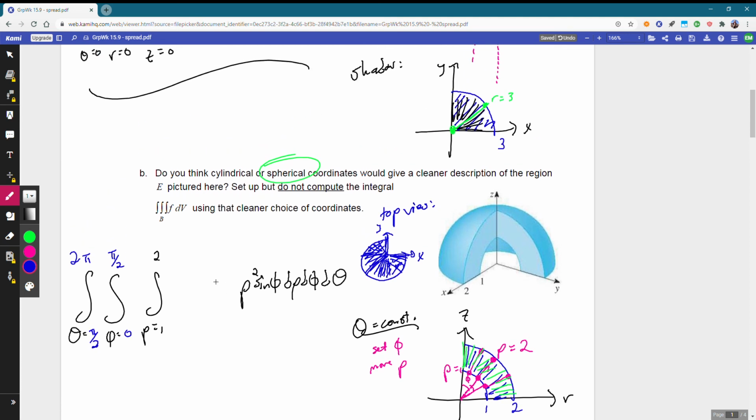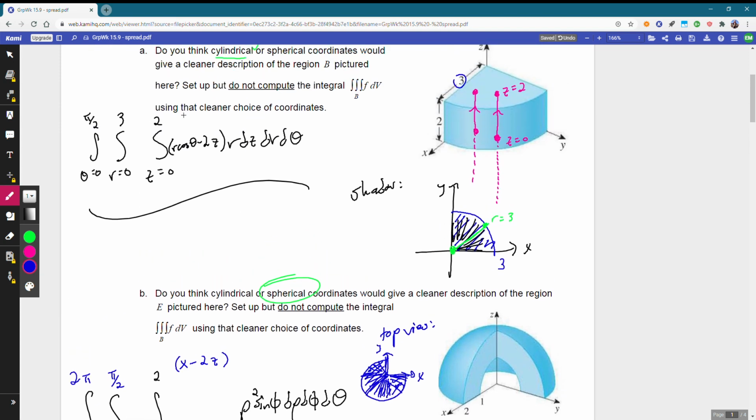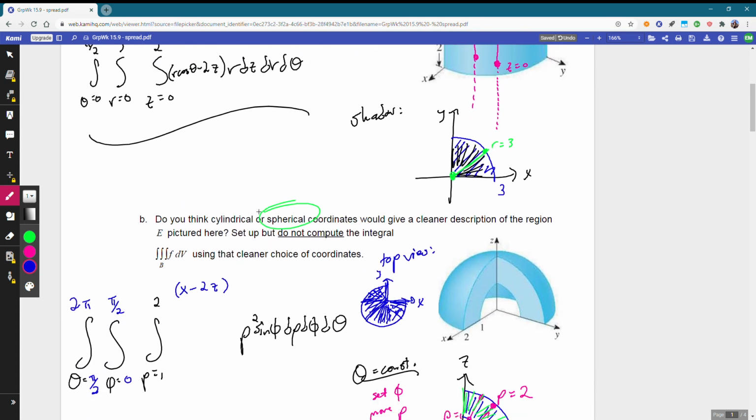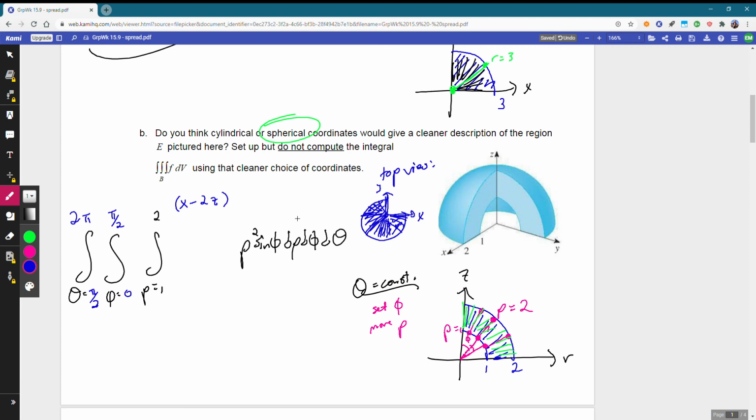We've got to translate our function, which is x minus 2z, I believe. Let me just double check. Yes. All right, and so here we just need to use our translation equations. I don't have these memorized off the top of my head, but you probably don't either, so let's remember them together.